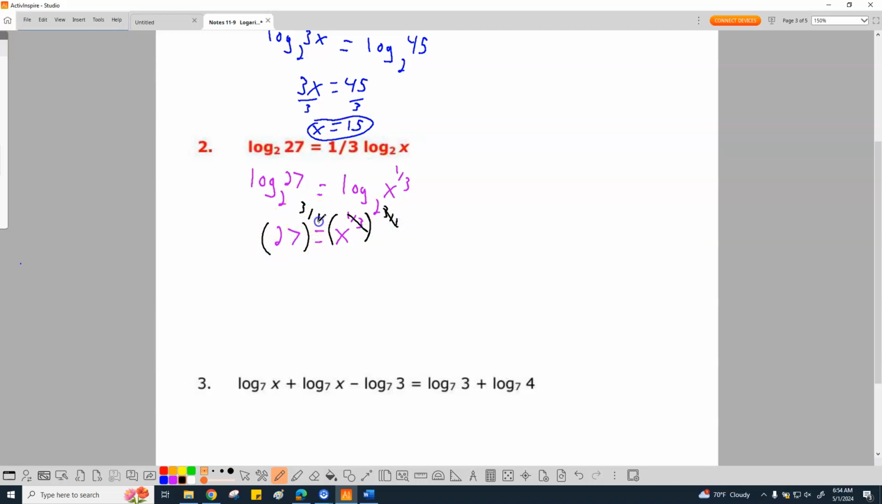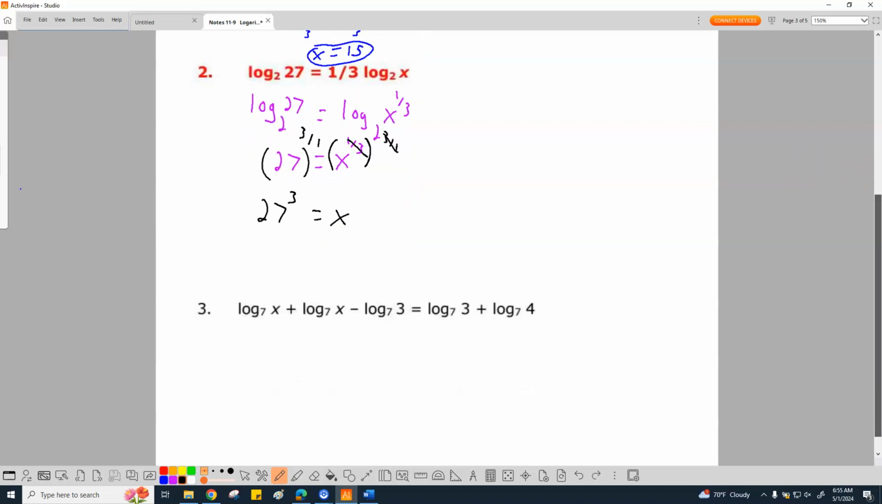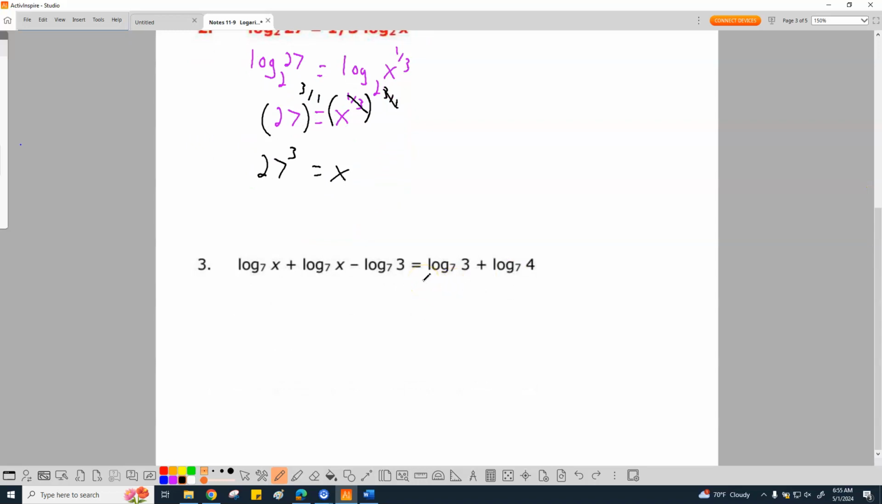Y'all, I have no idea what 27 to the power of 3 is, so I'm just going to leave it. You can leave it like that. I'm sure we could do it on Desmos, but that's it. It looks like a funny problem. This one just looks funny to me. I feel like it would have been better if it was like 3 log, but whatever. Hopefully that's right. I think it is. It just looks weird. All right, I'm going to the next one.